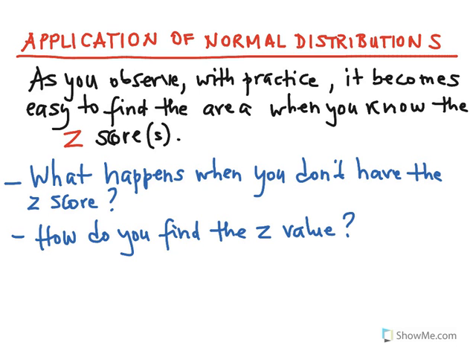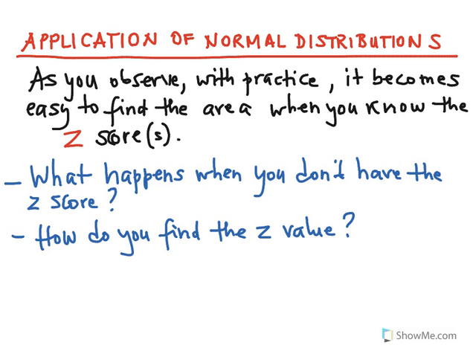Let's move on now to application of normal distributions. Now you saw that it's kind of easy to find the area associated with the z-score, right? So when you know the z-score, it's easy to find the area to the left or to the right of that z-score. To the left because you find it in the table 3, and to the right of it you subtract the area to the left from 1. But what happens when you don't have the z-score? How do you find the area? You need the z-score. So how do you find now the z value?